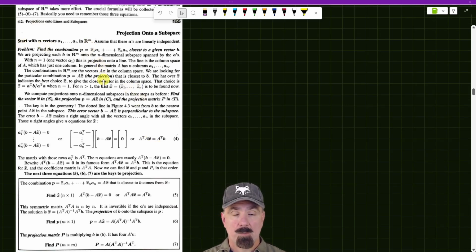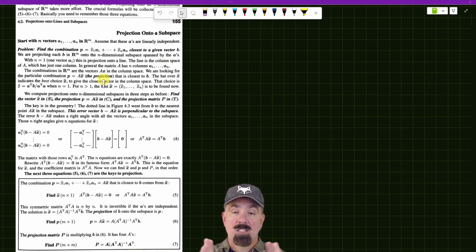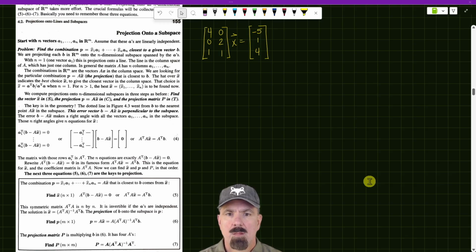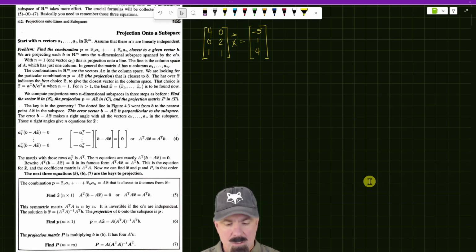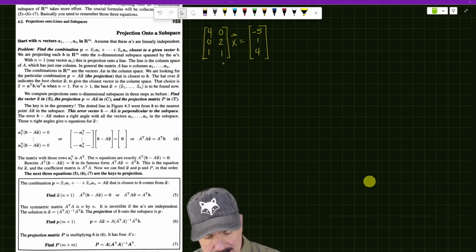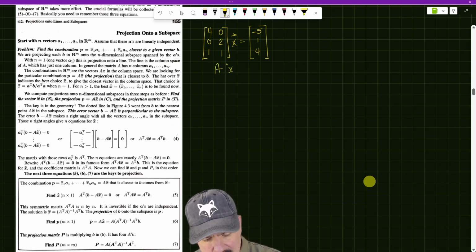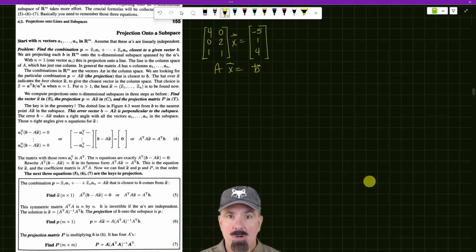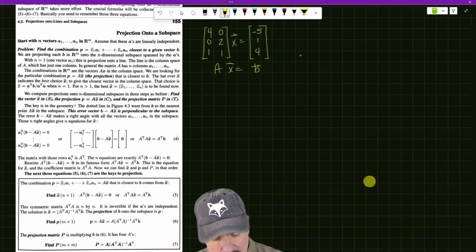So continue reading through, and we're going to end up looking at projecting onto multiple columns. So the situation is, we're not projecting just onto a line, but we're projecting onto subspaces that are defined by more than one vector. So here's the example I want to work with. We're looking at a system, AX equals B, and of course, in order for this to have a solution, the B vector will have to be in the column space of A.